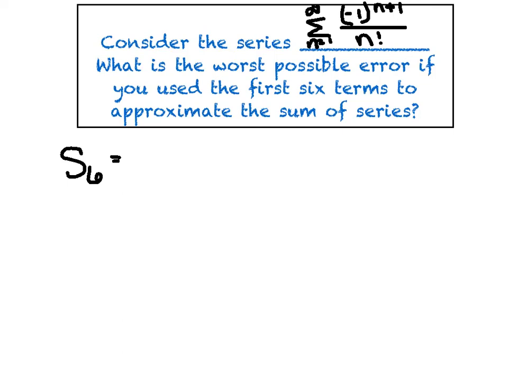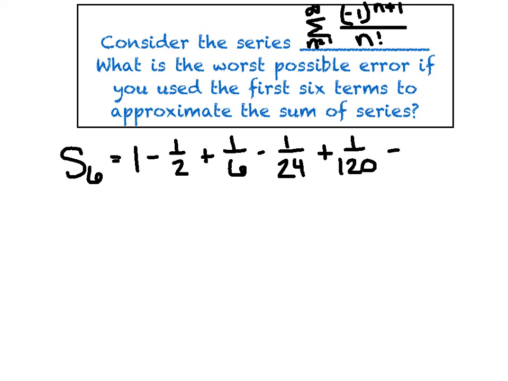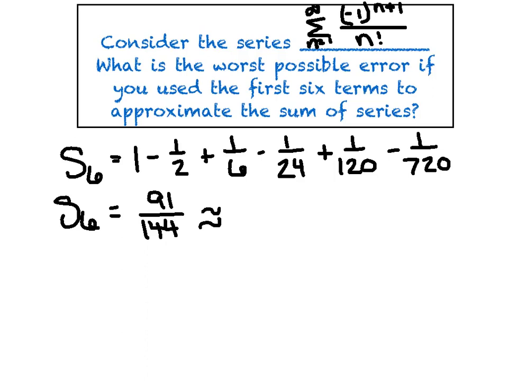The sum of the first 6 terms would start off like this. The first term is 1, and then minus 1/2 plus 1/6. That's your 3 factorial. And then here's your 4 factorial, your 5 factorial, and your 6 factorial. Notice how quickly those denominators got rather big. We're only on the 6th term, and our denominator is already 720. That's quite impressive. The sum of those first 6 terms turned out to be 91 over 144, which is approximately 0.63194.